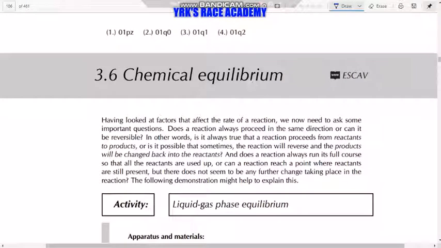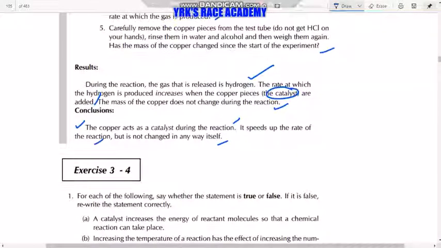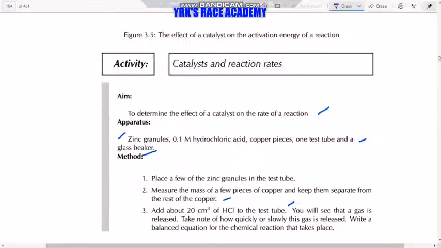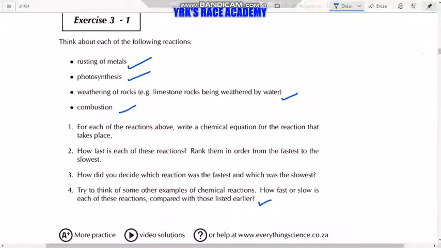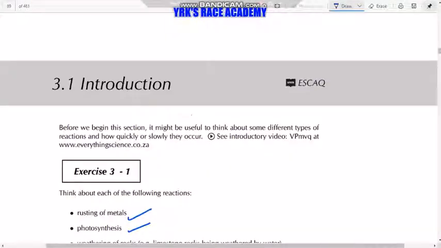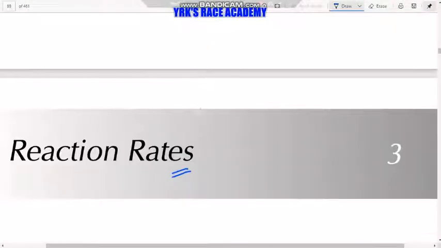Okay, this is all about the different important activities regarding chemical reaction rates.